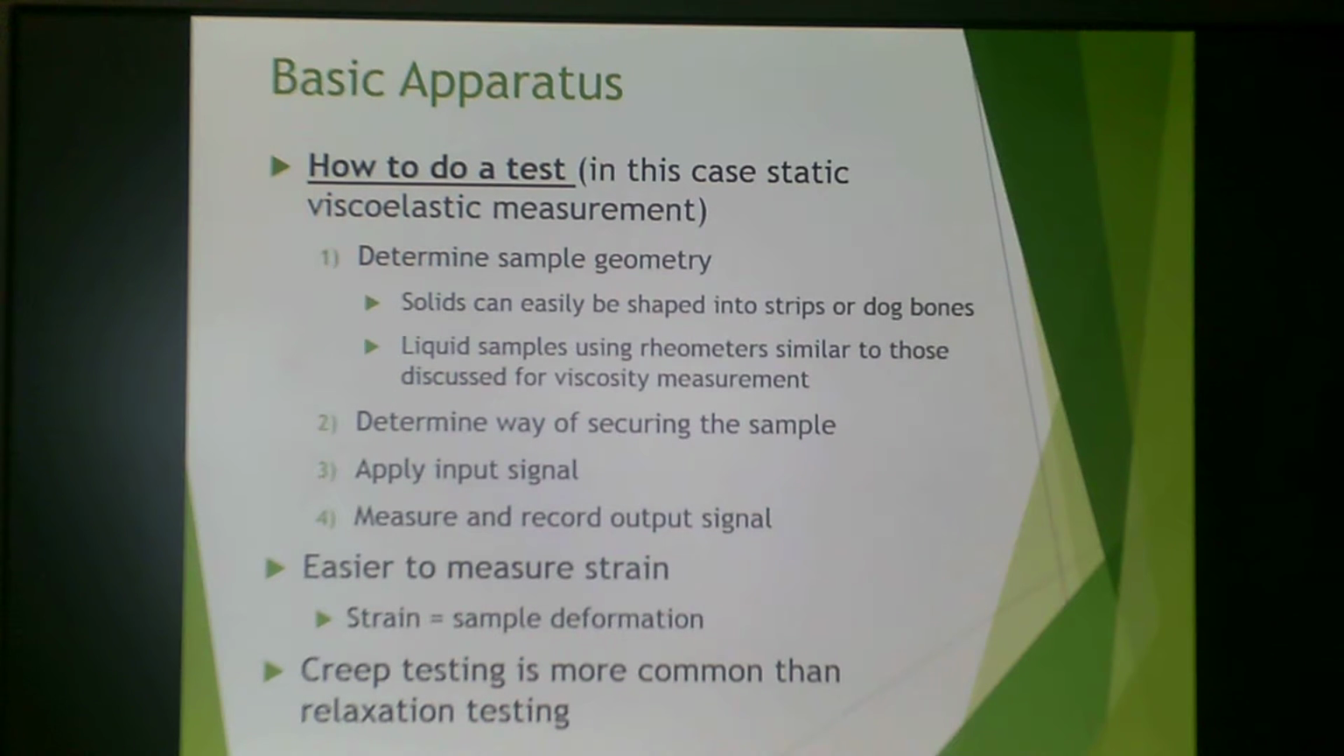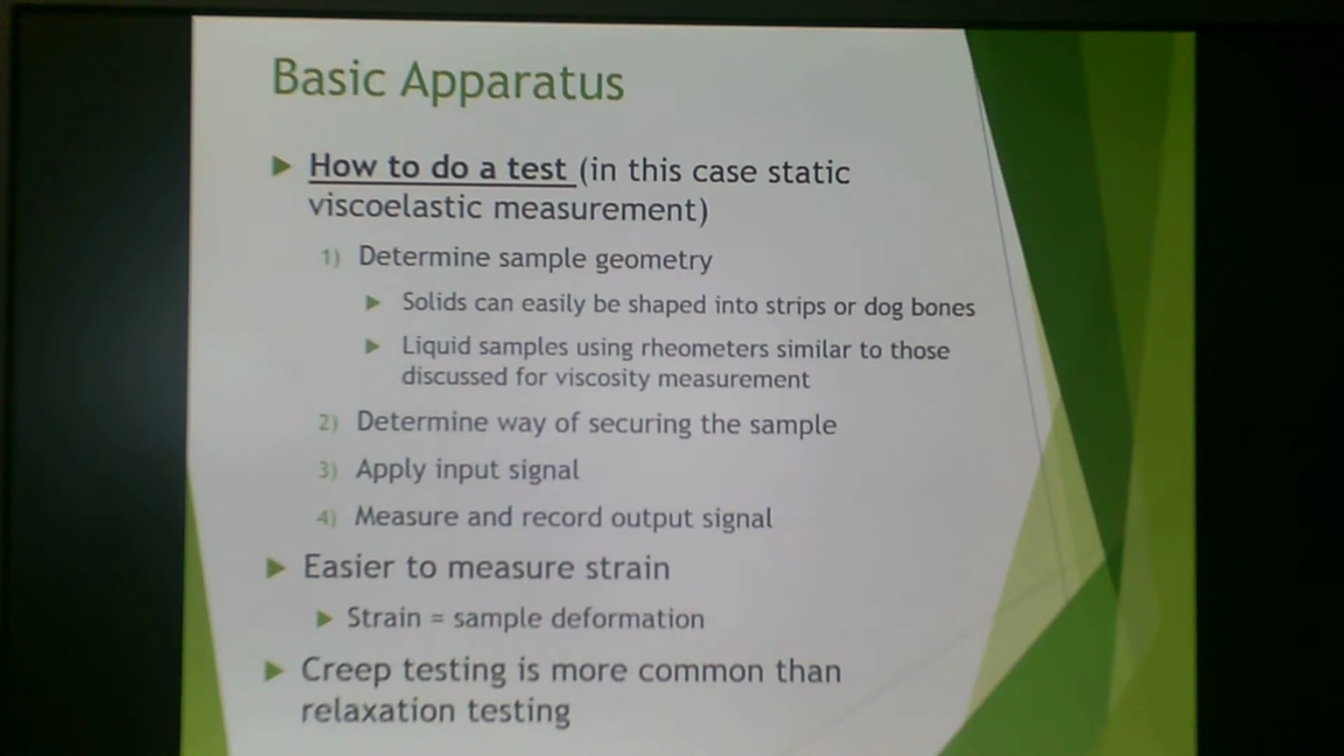So, how do you do a test? We're going to break it down. In this case, it is a static viscoelastic experiment. First, you have to determine sample geometry. If you have solids, those can be made into strips or dog bones or something like that. Liquid samples using rheometers are similar to those discussed for viscosity measurement. You have to determine a way of securing the sample. You have to apply an input signal, and then you have to measure and record an output signal. Very simple. Typically, you're applying an input signal and measuring an output signal with some sort of electronic device.